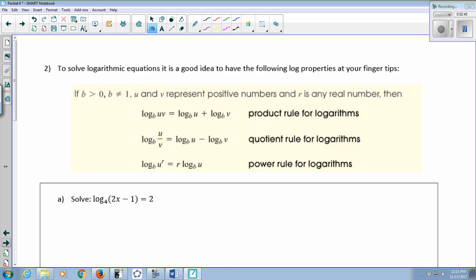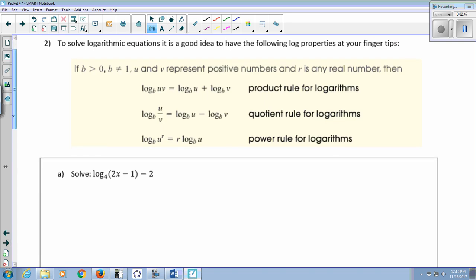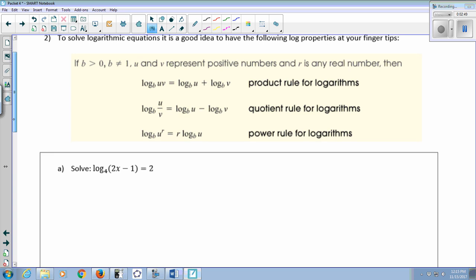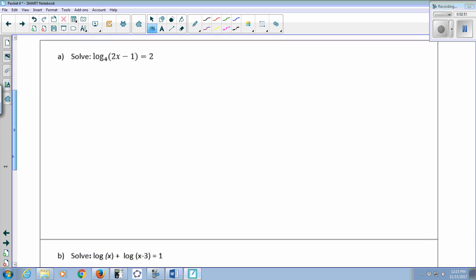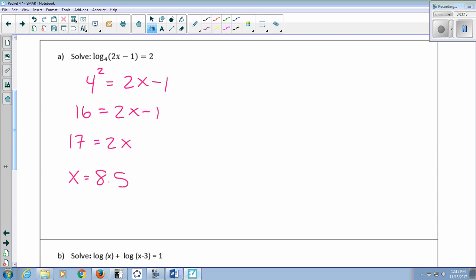All right, now I'm going to solve some log equations. The properties are here just for our reference, but we all have those memorized now. No need to write them down. So my log expression is already isolated, so I'm just going to change this to an exponential equation. The base is 4, the exponent is 2, and it equals 2x minus 1. So 16 equals 2x minus 1, and just solve for x. 17 equals 2x, so x is 8.5.